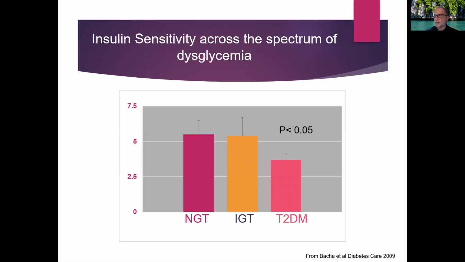If we look at insulin sensitivity across the spectrum of dysglycemia in children, one sees that as individuals go from normal glucose tolerance to impaired glucose tolerance, insulin sensitivity is more or less unchanged. However, as these individuals progress to type 2 diabetes, insulin sensitivity falls.